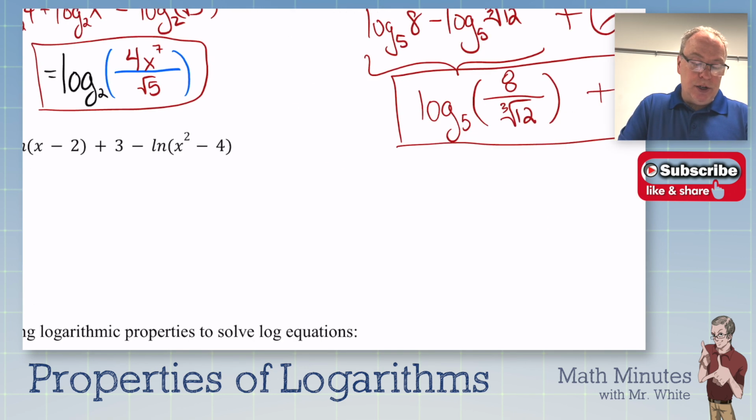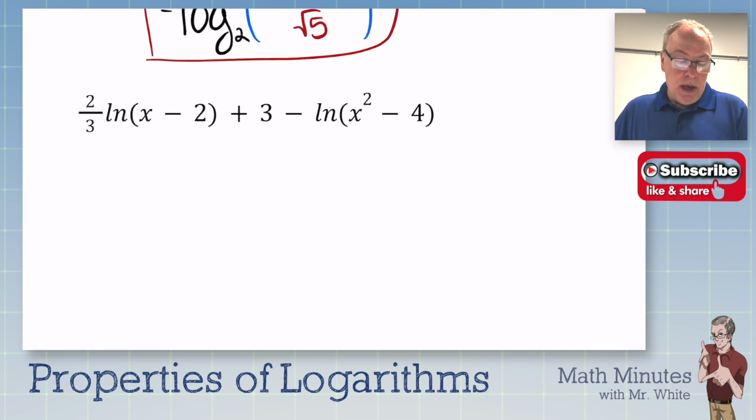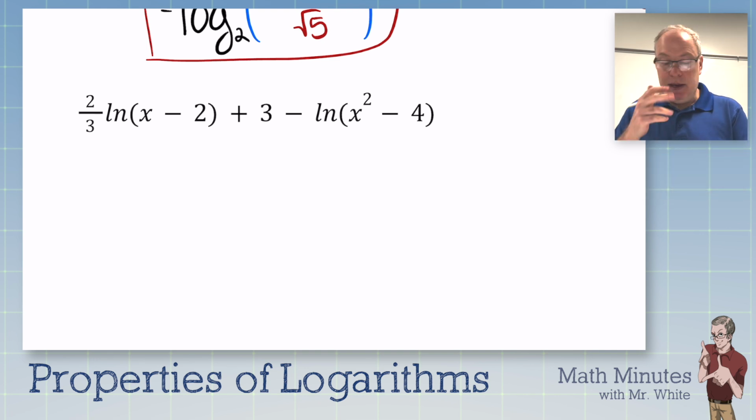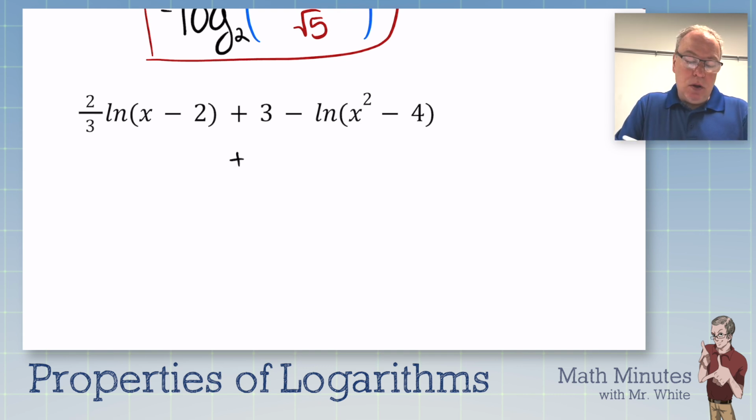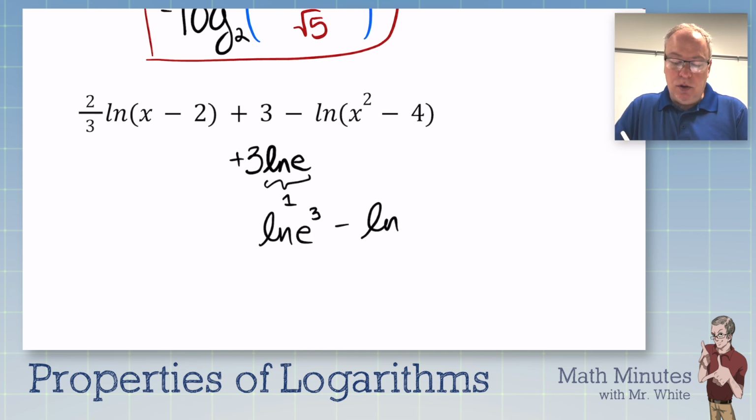All right, so one more question here, a natural log this time. So I'm going to show you an extra step in this one. Right here, we could attach the natural log of e to that, because why not, right? Natural log of e is just 1. It's log base e of e, and remember from one of our special situations, that's just 1. I'm going to do that, which means this would be the natural log of e to the third, minus the natural log of x squared minus 4.